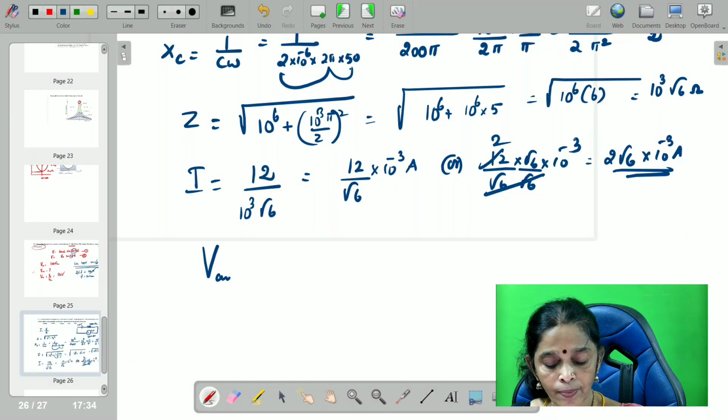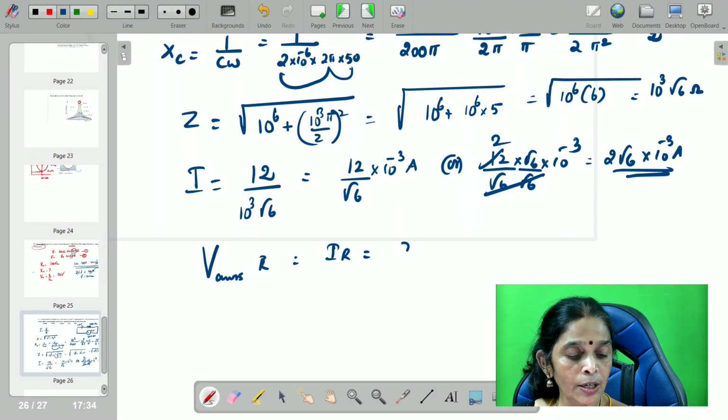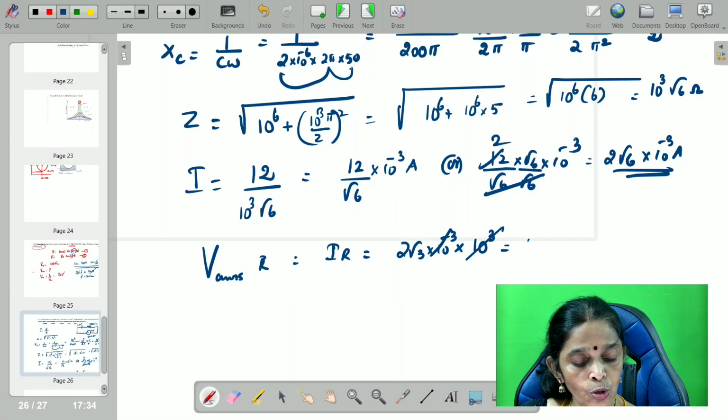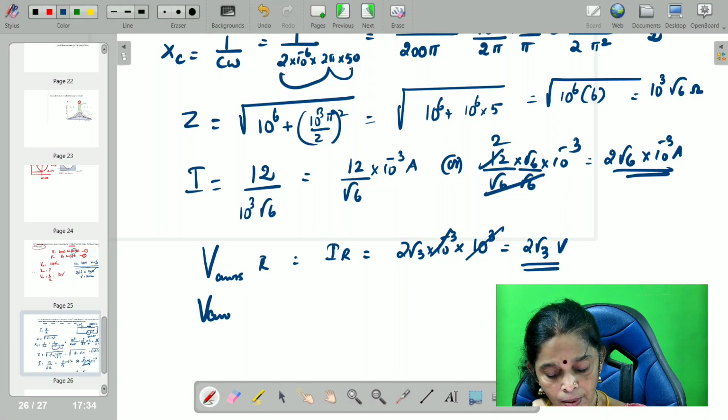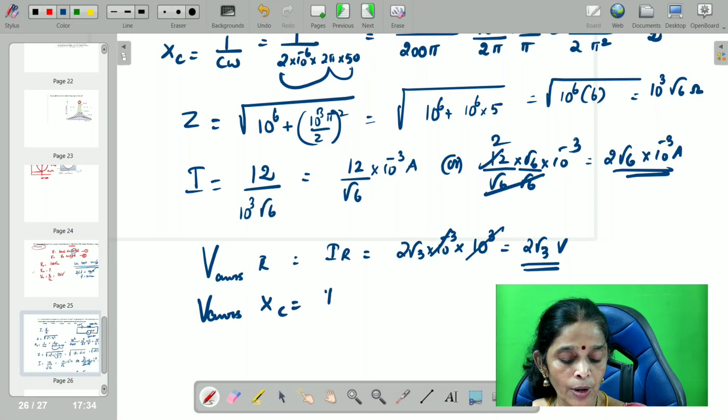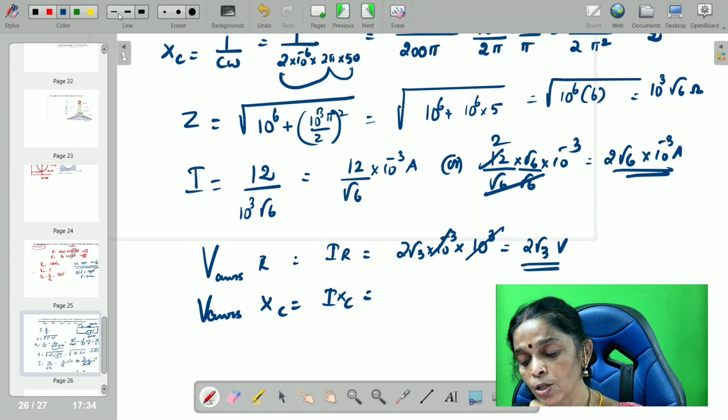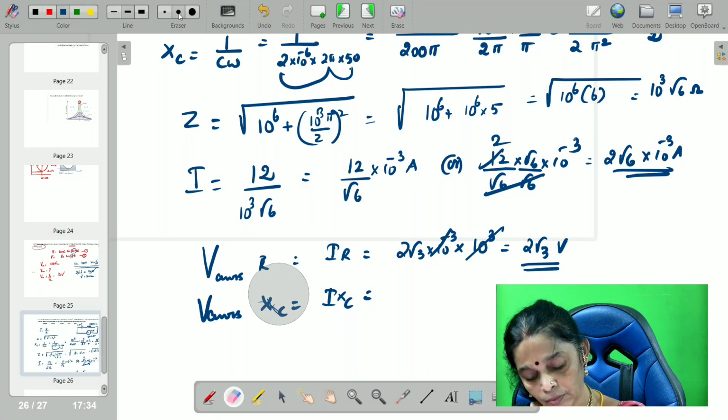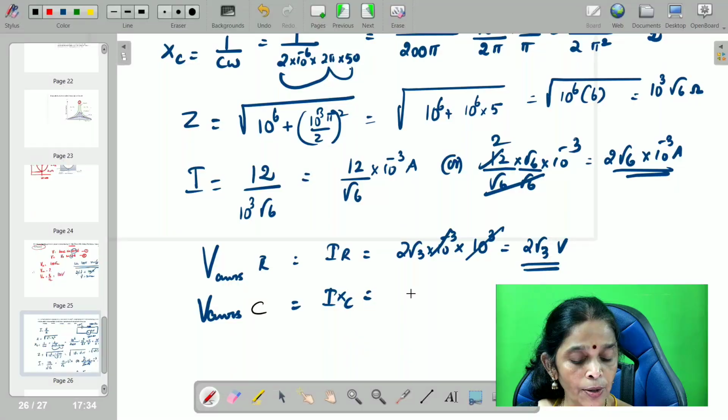V across R, that is equal to I into R. So that is equal to 2 root 6 into 10 power minus 3 into R is 10 power 3. So that is equal to 2 root 3 volts. V across XC, so that is equal to I into XC. V across C, I mean. So V across C, that is equal to I into XC.